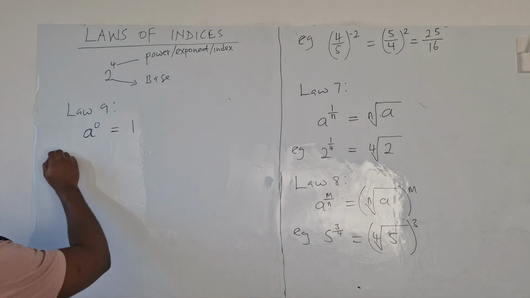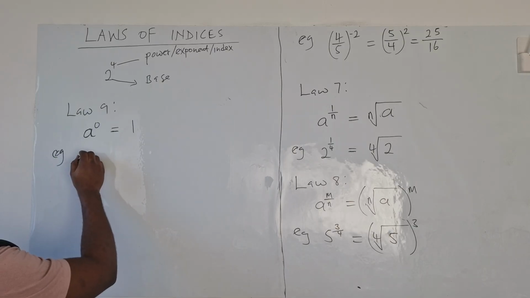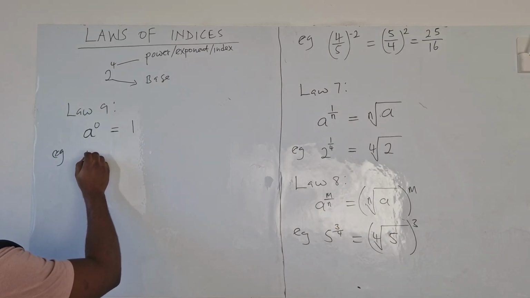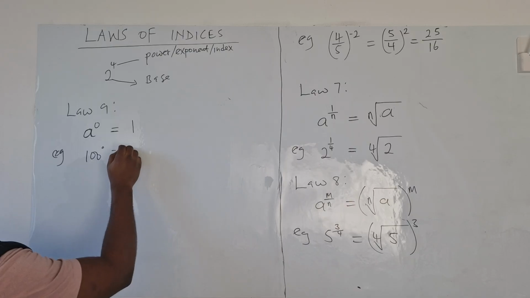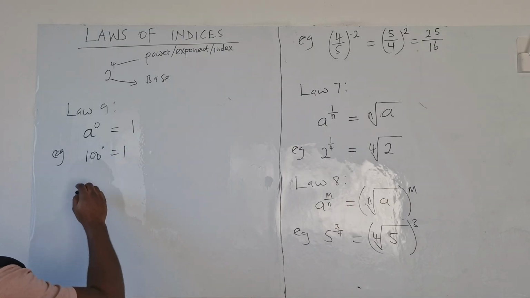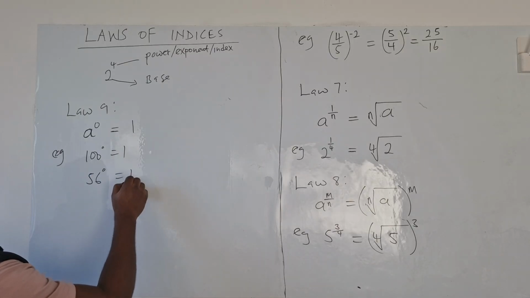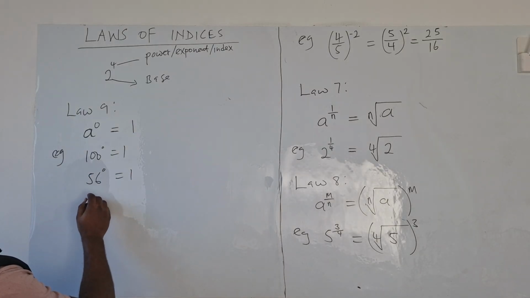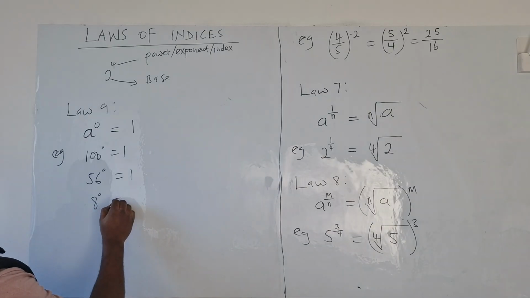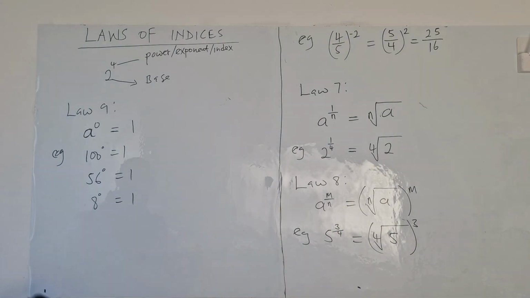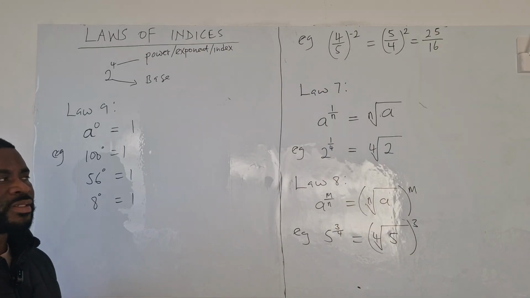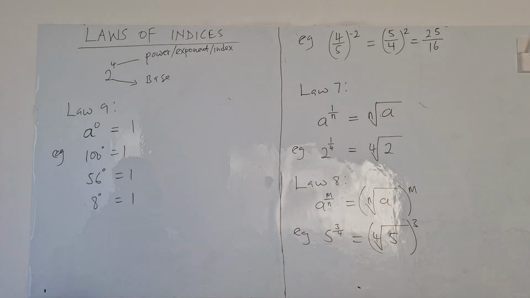So for example, 100 raised to the power 0, the answer is 1. 56 raised to the power 0, the answer is 1. 8 raised to the power 0, the answer is 1. So any number raised to the power 0, the answer will always give you 1. Good. I hope these laws are useful and also easy to understand.